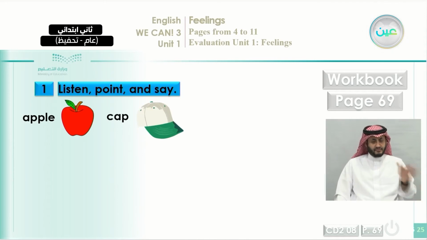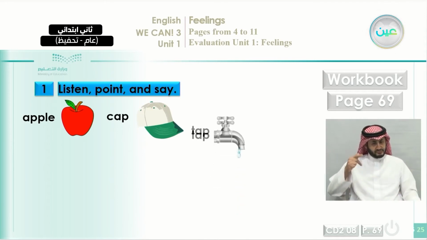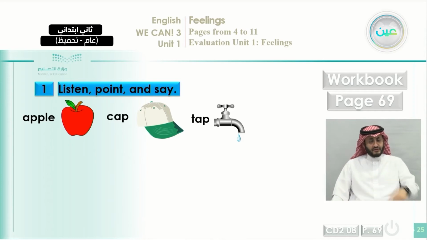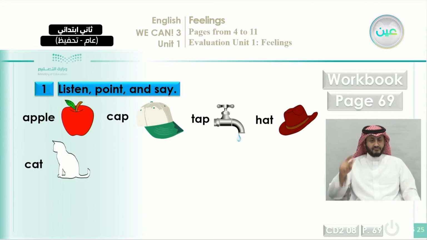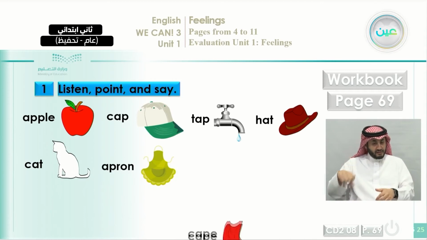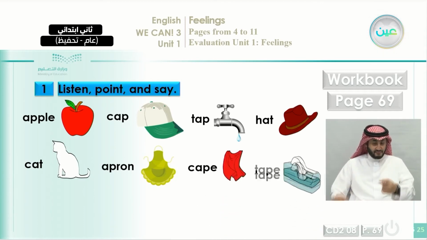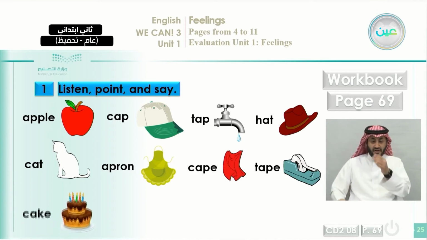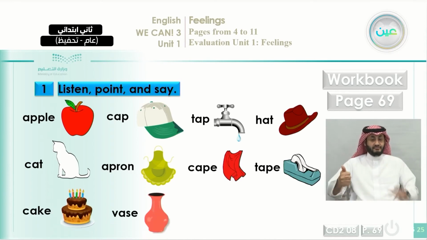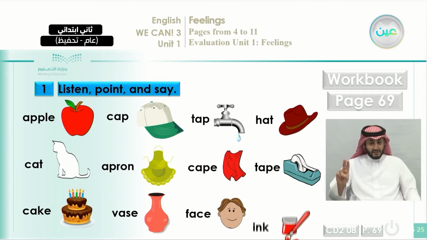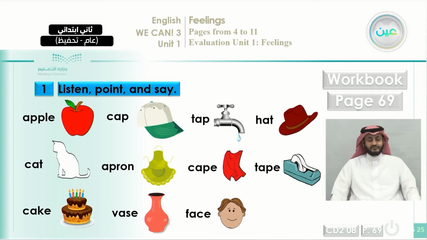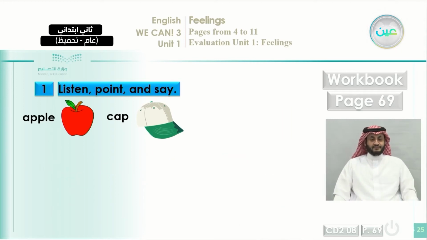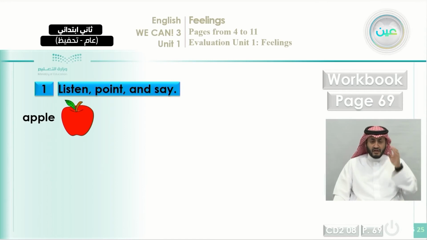Okay, what about this one? It's a cap. Exactly. This one, what do you call it? It's a tap. Okay, and this is what? It is a hat. This one is a cat. And this one is an apron. This is a cape. This is a tape. This is a cake. This is a vase. This is a face. And this is ink. Okay? Now let's listen again to one of your colleagues saying and acting these or reading these words.